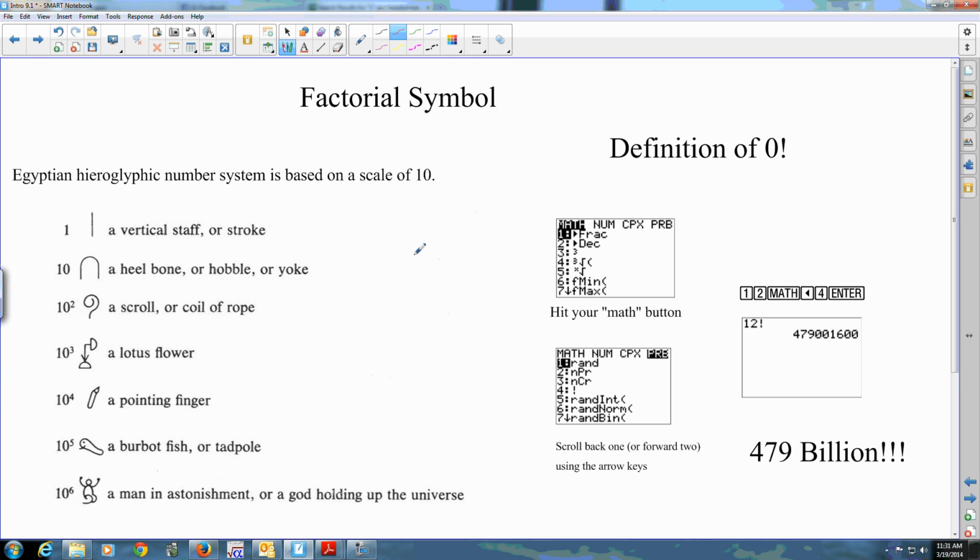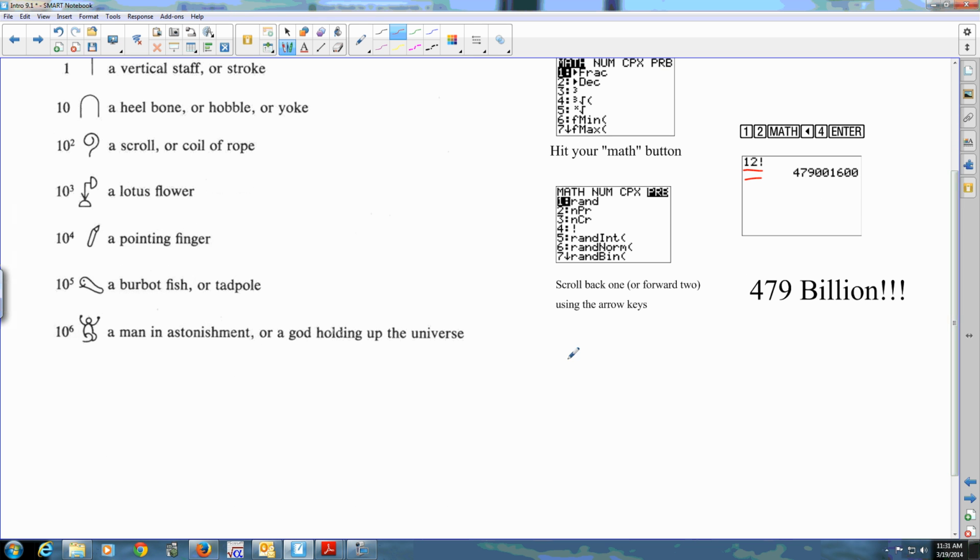Okay, the factorial symbol. This is just kind of a fun conversation. What you need to understand with the factorial symbol is, how about 1 factorial, that's how you pronounce it, it's just 1. 2 factorial is 1 times 2. 3 factorial is 1 times 2 times 3. 4 factorial is 1 times 2 times 3 times 4, and so on. 1 times 2 times 3 times 4 times 5.